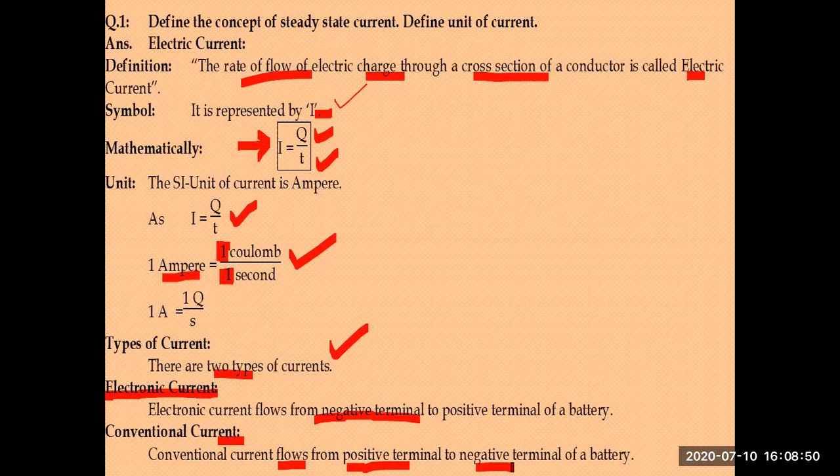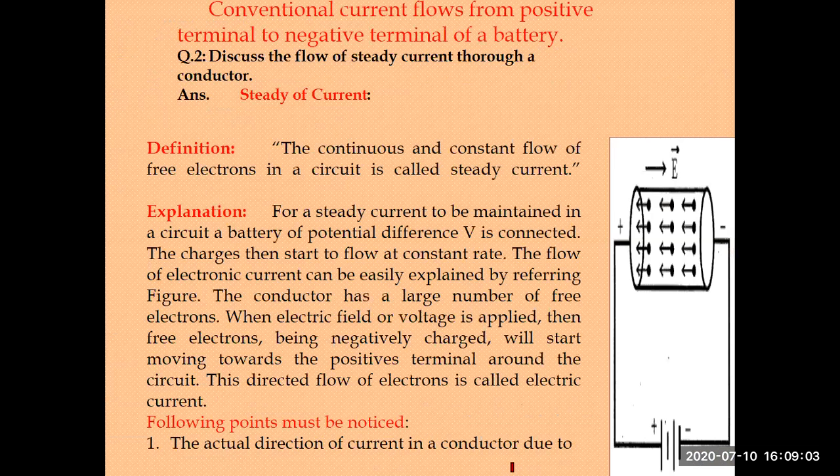These are the two types of current which we will study during this chapter in detail: what conventional current is, how it is represented, how it is calculated, and when it is applied. So here it is. Now we are moving towards the next topic, to discuss the flow of steady current through a conductor.